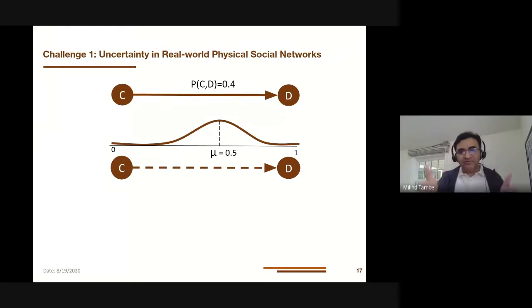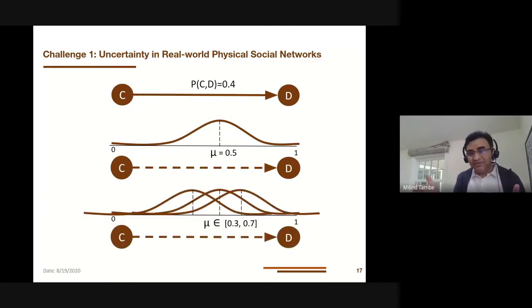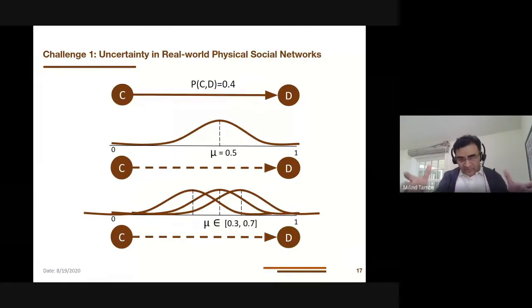Of course, the mean of this distribution itself is not known. So we can say that the mean of the distribution lies in some uncertainty interval. And this is one way of representing uncertainty. There are other ways you could represent uncertainty over the social network in terms of propagation probabilities. Having represented the problem as one of maximizing influence under uncertainty, the question is, how do we solve this problem?